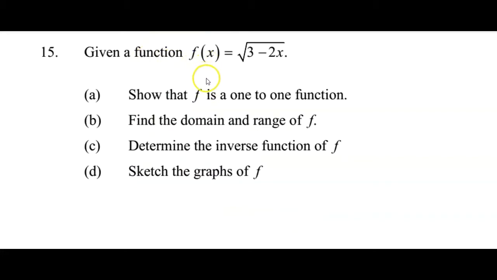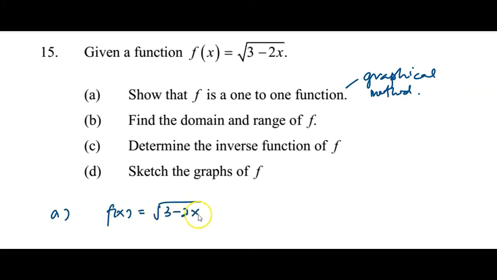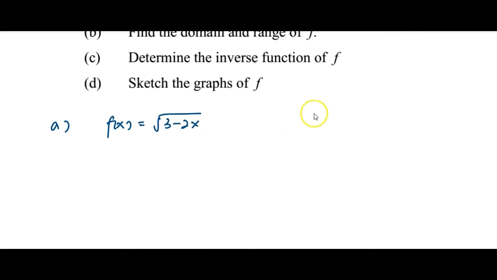For this question, I'm going to show f is a one-to-one function by using the graphical method. For the previous question, I used an algebraic method. Here, I'm going to show you the graphical method. When I talk about the graphical method, you know that there exists a graph. So we try to sketch the graph of f(x) first. Before we sketch the graph, I would try to find its domain by putting 3 minus 2x greater than or equal to 0 and solve it. You will have x less than or equal to 3 over 2.